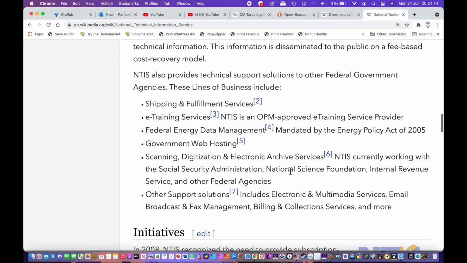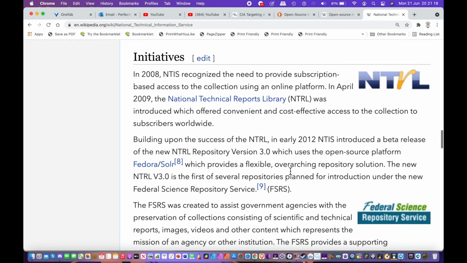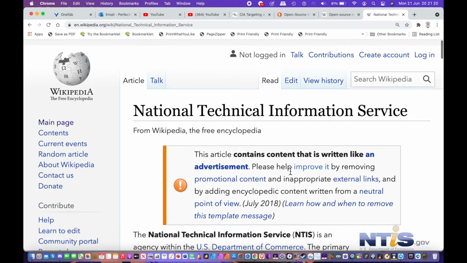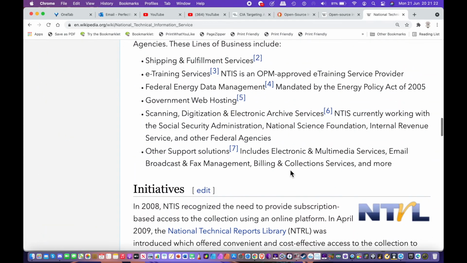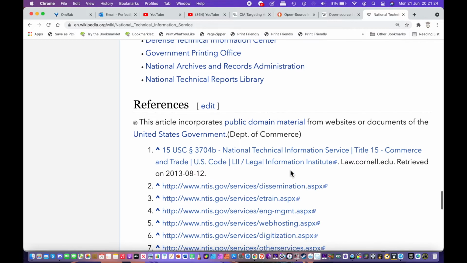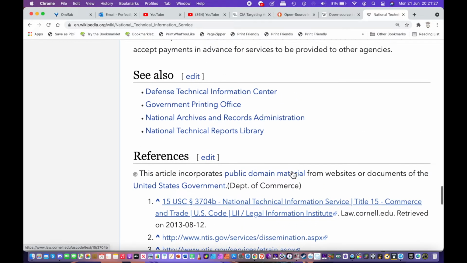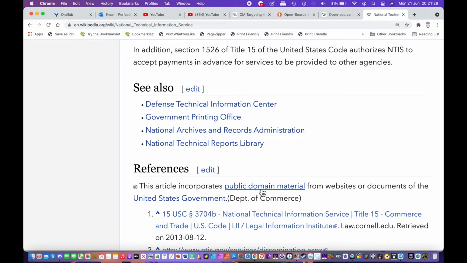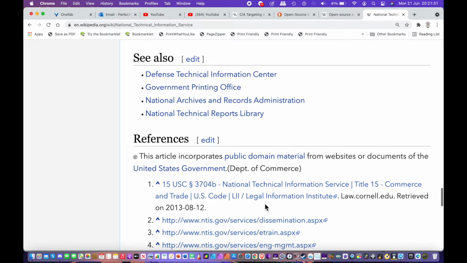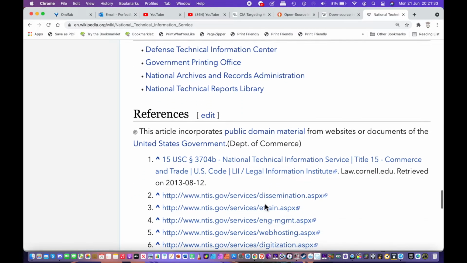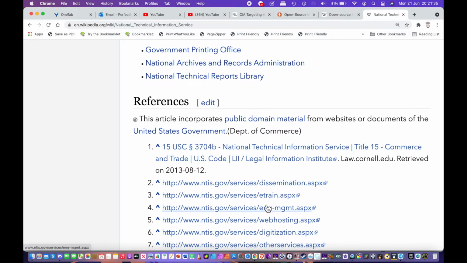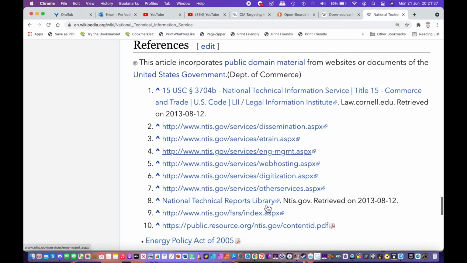Shipping and film service, e-services, government web posting. Does it have the site? Because it might be the site I'm actually thinking of. This article incorporates public domain material. National Archives, National Technical Reports Library.